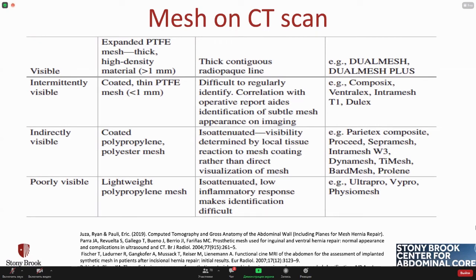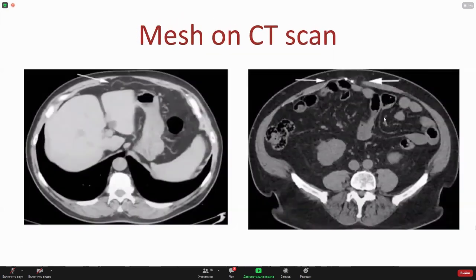And then for the most part, again, if you look at PTFE, you're looking at more like dense mesh, things like that. Those are going to show up very easily on the CAT scan. They're going to be bright white, can't miss it. We'll see some pictures here in a second.